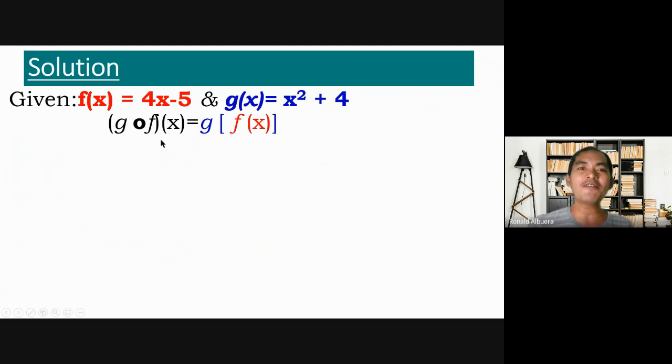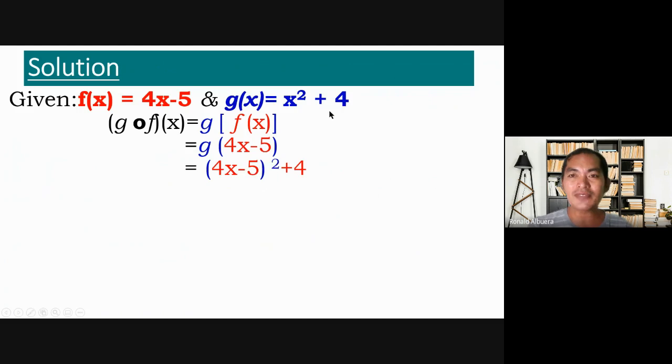Ang second function na natin ngayon ay f. Itong f na ngayon po na 4x minus 5, yan ang iso-substitute dito sa x sa g. Remember, ang x ng g natin ay may square. So meaning, i-square natin itong 4x minus 5. We have 4x minus 5 squared plus 4. Plus 4. Kinopya lang ha?